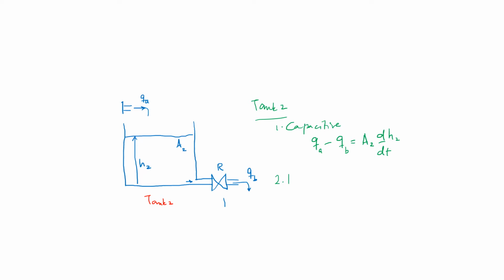The second expression is obviously for the resistive element. This is going to be in a similar fashion: rho G H2 to be equal to the flow coming out from the system, which is QB times the resistance R.